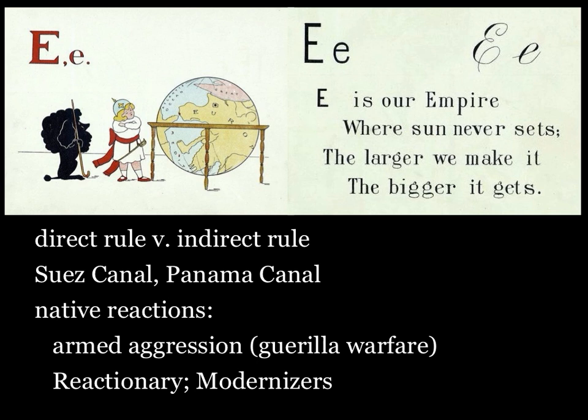Reactionaries attempted to preserve native culture at all costs, and sometimes they were doing this by engaging in terrorist activity against the Europeans or against European sympathizers. But native modernizers believed that there was a compromise between native culture and specifically the education that came from the European system. They believed it was possible to use European know-how to benefit the native people. So in some cases, modernizers worked with the colonial powers, mostly to try to benefit the native people.